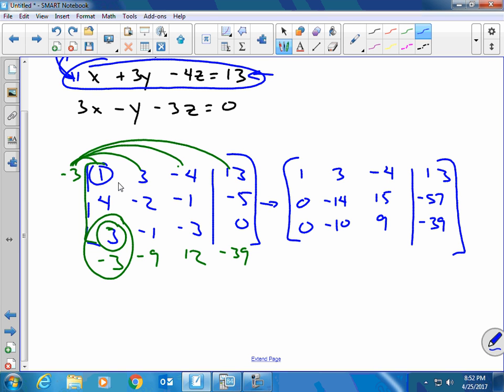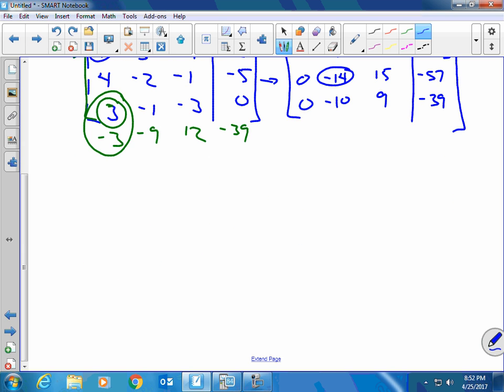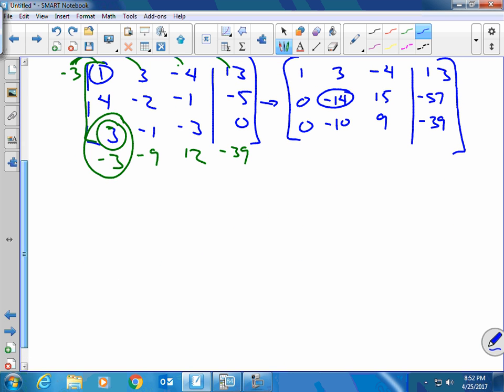Next. My middle row, I want this to be a 1. And here's where the mess begins, or the fractions begin. So I'll come down here, rewrite my first row, 1, 3, negative 4, 13. Divide everything in this row by negative 14. Negative 14 divided by negative 14 is 1. 15 divided by negative 14 is 15 over negative 14. Not much we can do about that.